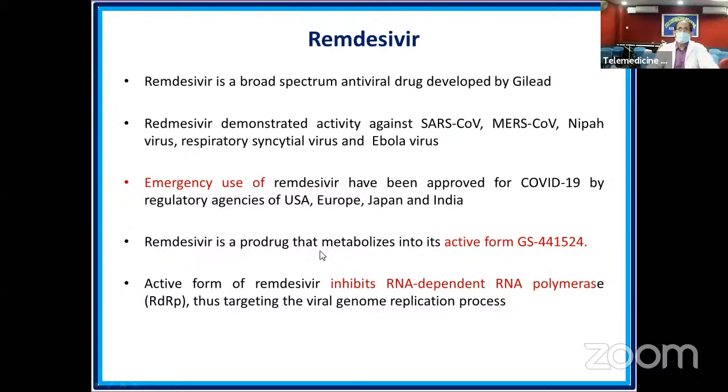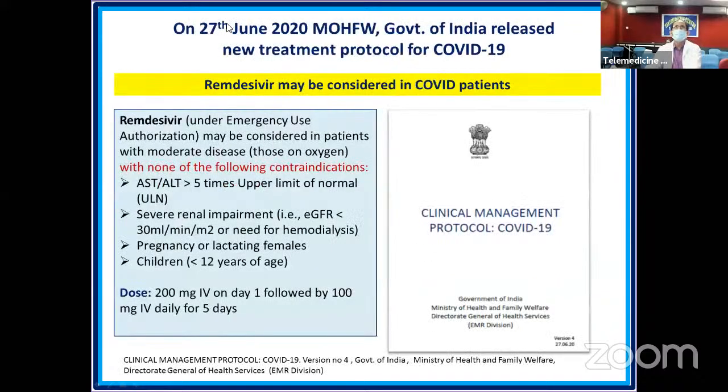Remdesivir is a prodrug that metabolizes into its active form. The active form of remdesivir inhibits the enzyme RNA-dependent RNA polymerase, thus targeting the virus genome replication process and inhibiting virus replication. Remember, it can only help if it is given at the right time, in the right dose, particularly in the virus replication phase. So in moderate to severe cases, this is given. Once the patient is having cytokine storm on ventilator, its efficacy is doubtful.